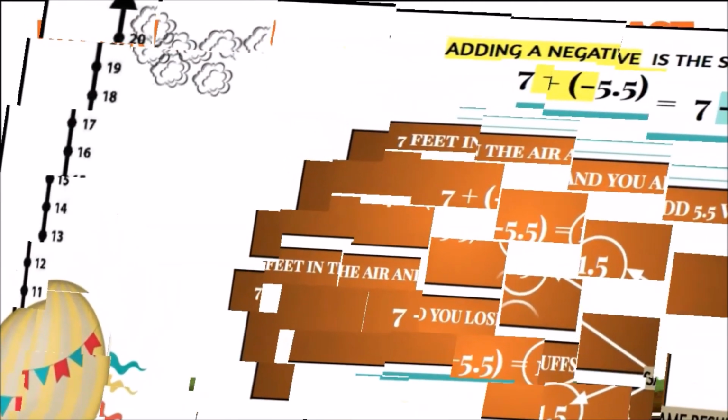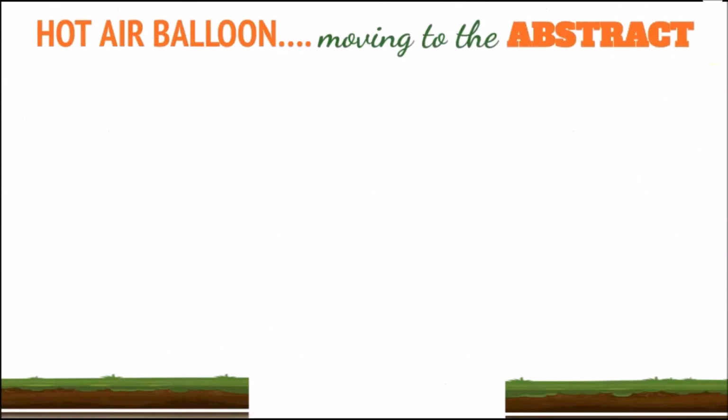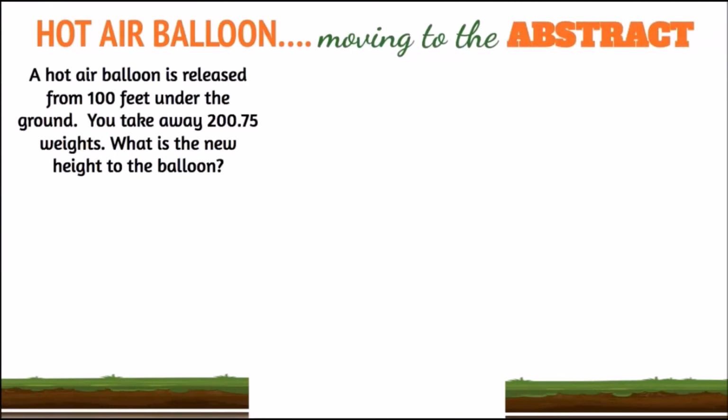Let's move on to the abstract. The abstract is allowing kids to understand that their process and rules will help them when they deal with larger numbers. So I will begin by using a conceptual, concrete idea of having a balloon 100 feet under the ground. Yes, this is a fancy place. They have balloons under the ground. And they take away 2¾ weights. I would ask my students, what is the new height of the balloon?